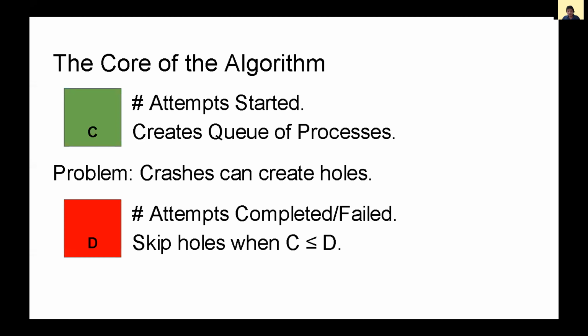Now, the rest of the processes, whenever they see a hole in the queue, they would look at the values in C and D. And if the value in C is at most the value in D, that indicates that some processes have failed and the hole may never be filled. So let's skip the hole and move on. And this is, in fact, where the amortized RMR complexity comes from, because if there are many processes that crash, they could force the other processes to do a lot of work to skip over their attempts.